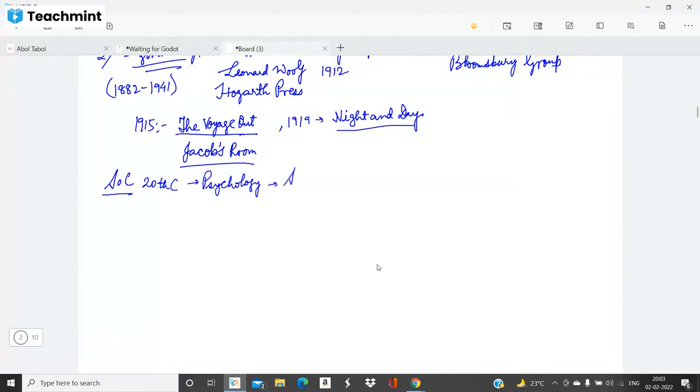primarily employed by Sigmund Freud, who was a great influence on Joseph Conrad as well. But Sigmund Freud's ideas paved the path for the stream of consciousness. But stream of consciousness was not absolutely new.